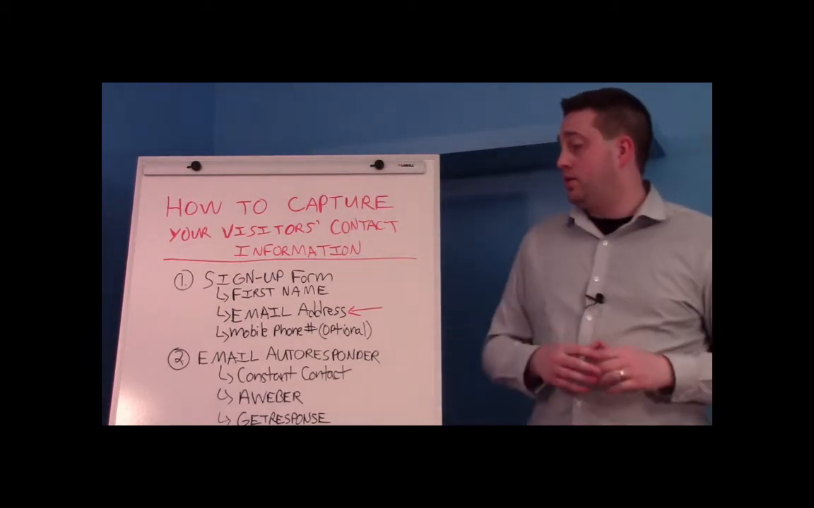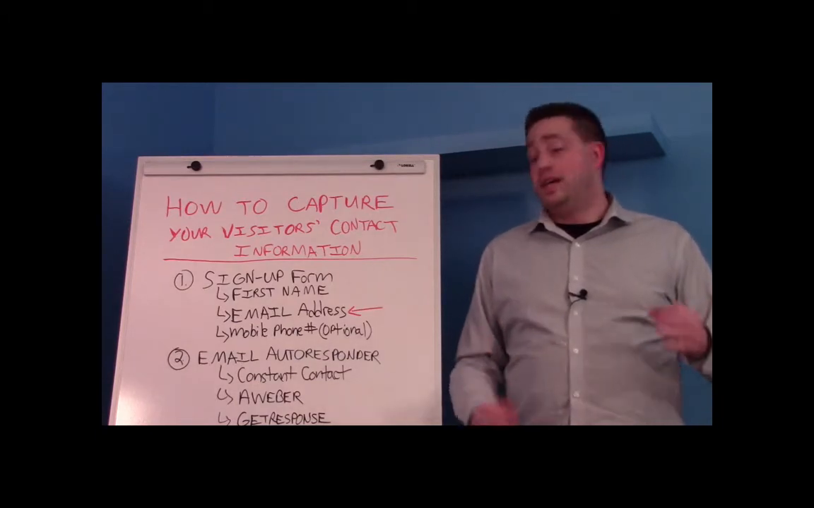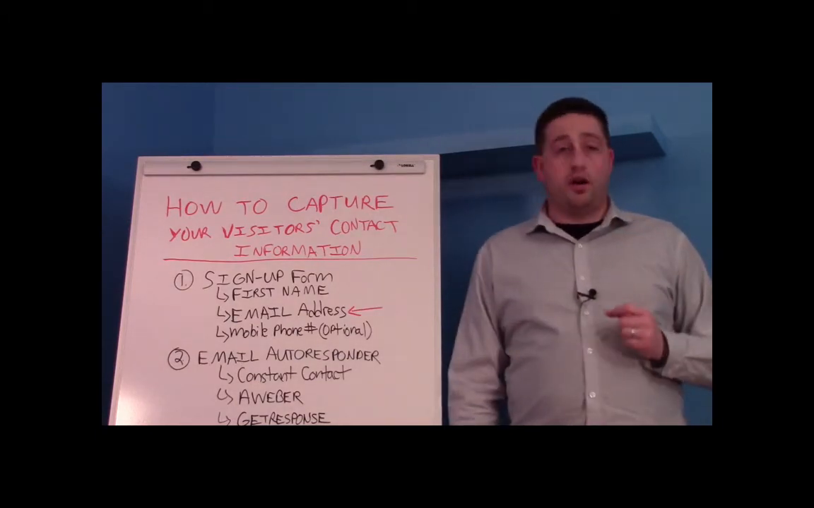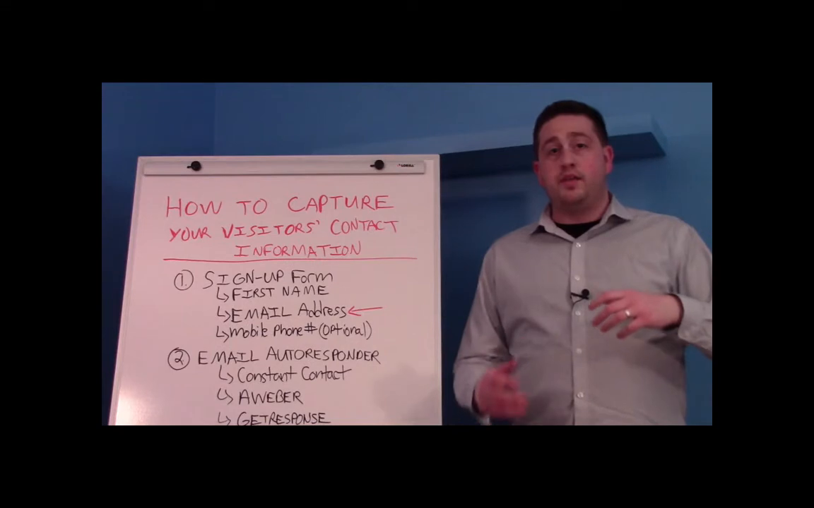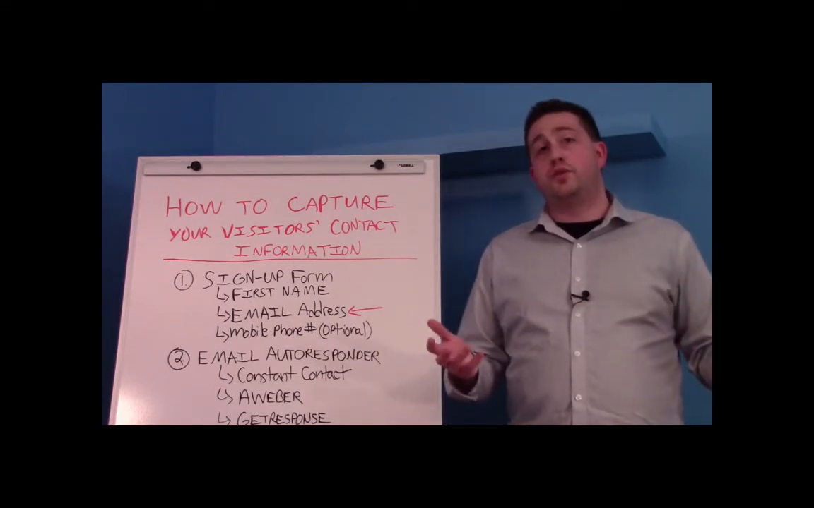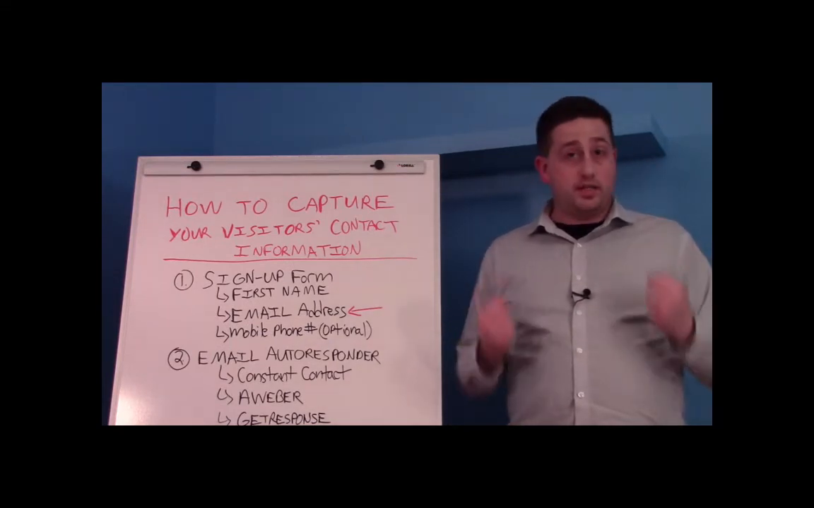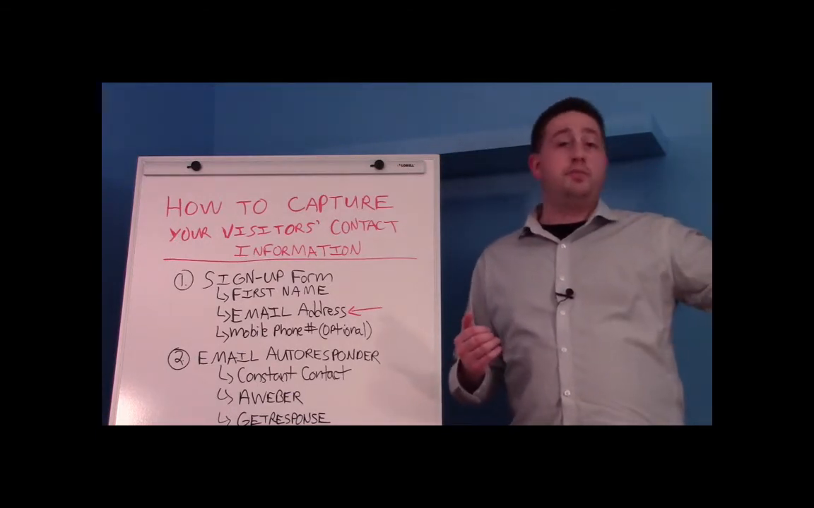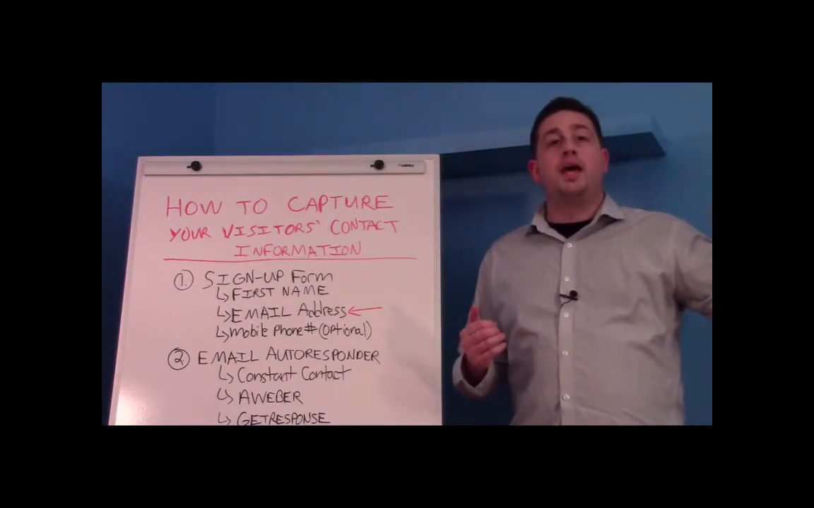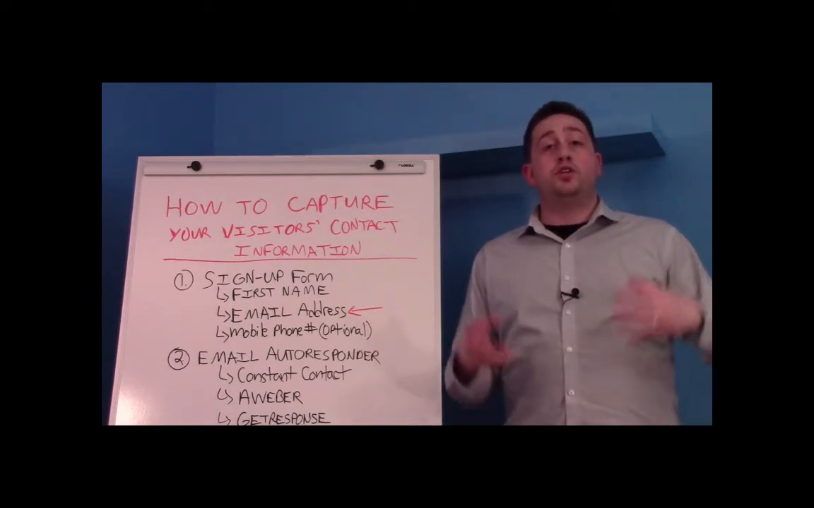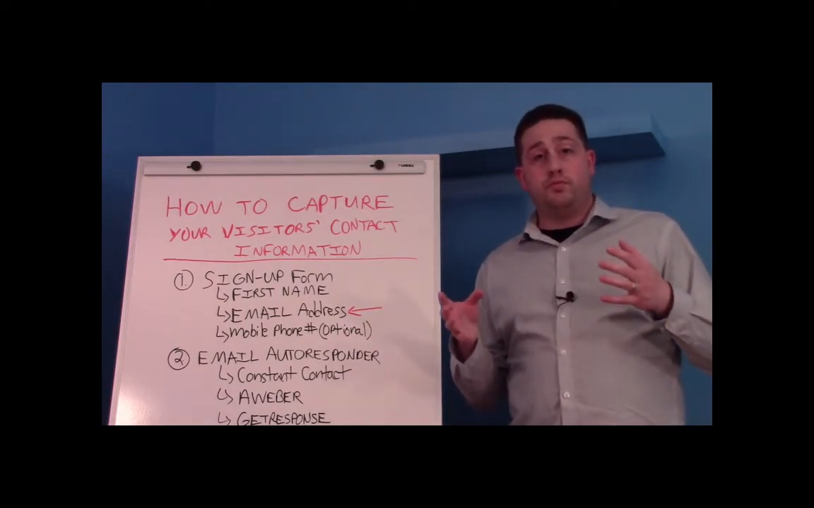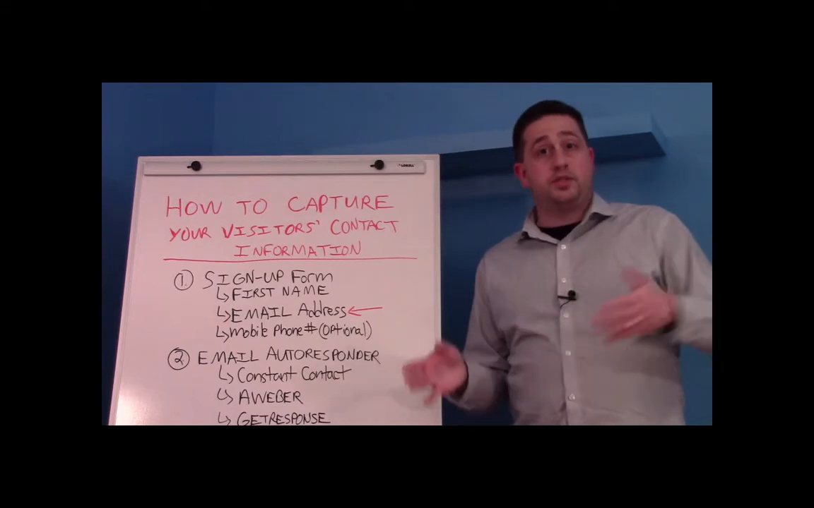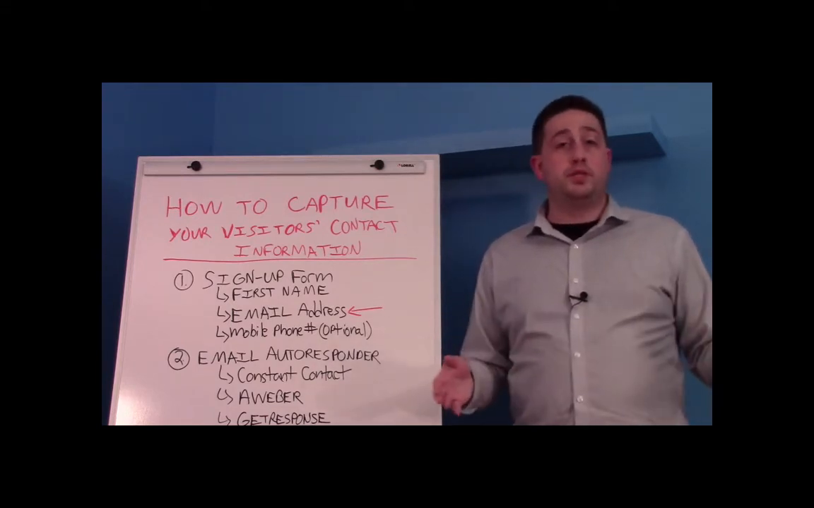The second component that you're going to need to have in place is an email autoresponder. This is a service or software that essentially allows you to collect email addresses. It keeps track and builds that list of email addresses for you, and then it allows you to create and schedule messages, emails, to send out to them at predetermined times.